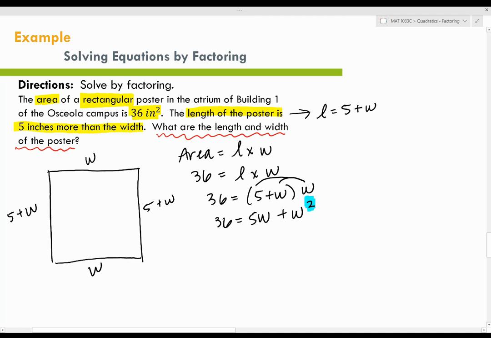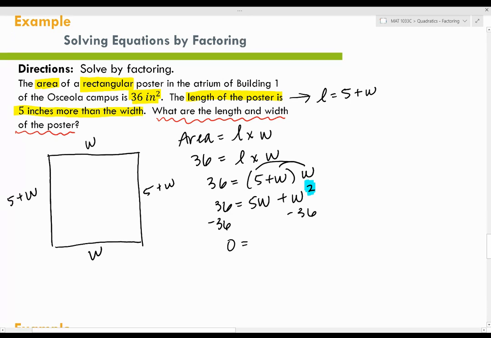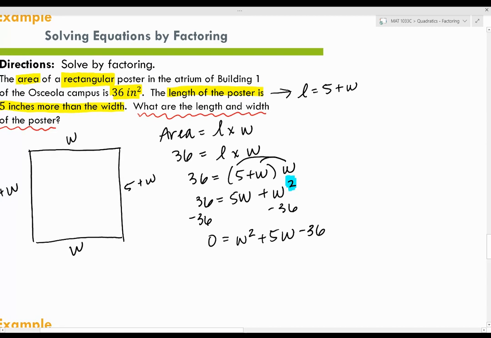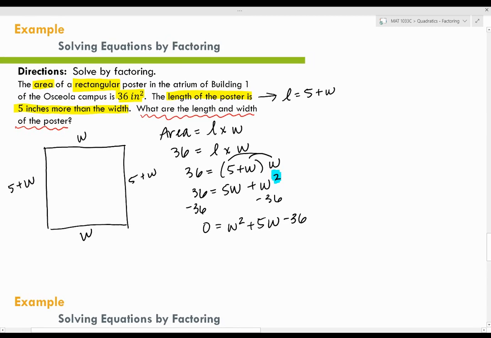So the first thing we're going to do is set our equation equal to 0. So I'm going to move this 36 to the right side, and I'm going to put my terms in descending order. So that means from highest power to lowest. So my w squared is going to go first, plus 5w, and then minus this 36 I moved from the other side. Now that I've done that, I see that I have a trinomial whose leading coefficient is 1.